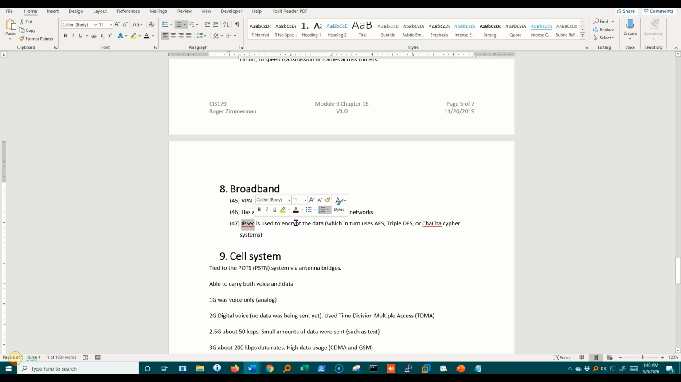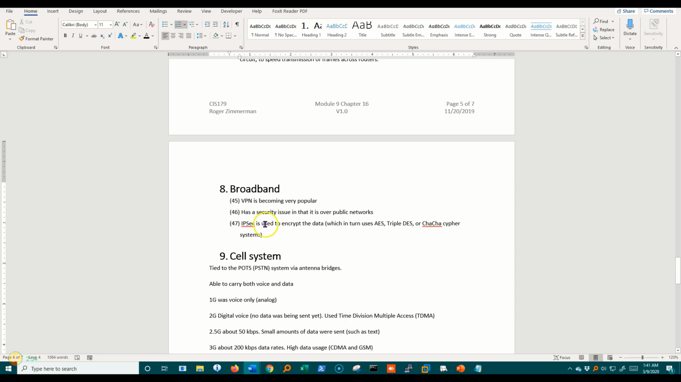Now there are others. IPsec is one of what we would call a transport encryption protocol. There's SSL, SSH, TLS. So there are other types of transport protocols. These in turn use other protocols, the actual algorithms for encryption inside of them.